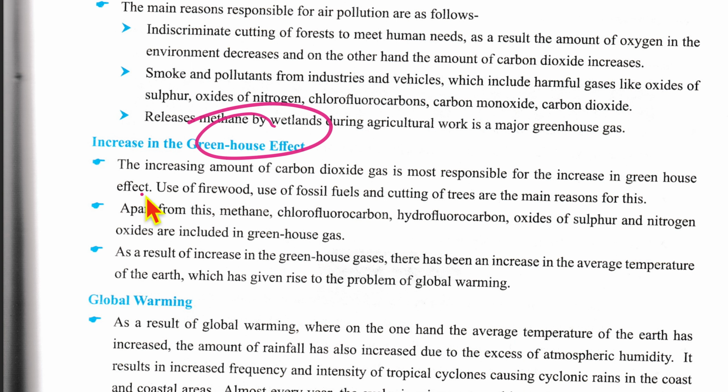Now, increase in greenhouse effect. The increase in the amount of carbon dioxide gas is most responsible for the increase in greenhouse effect. Use of firewood, use of fossil fuel, and cutting of trees is the main reason for this. Apart from this, methane, chlorofluorocarbon, hydrofluorocarbon, oxides of sulfur, nitrogen oxides are included in greenhouse gases. As a result of increase in greenhouse gases, there has been an increase in the average temperature of Earth, which has given rise to the problem of global warming.